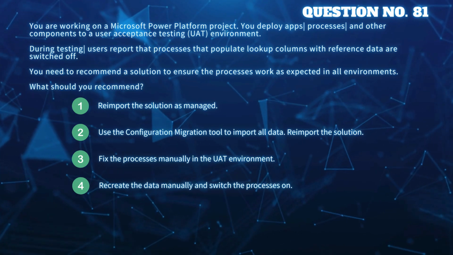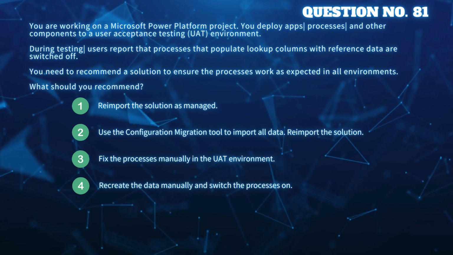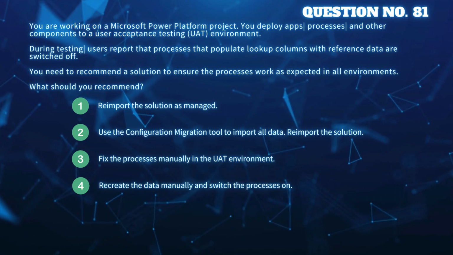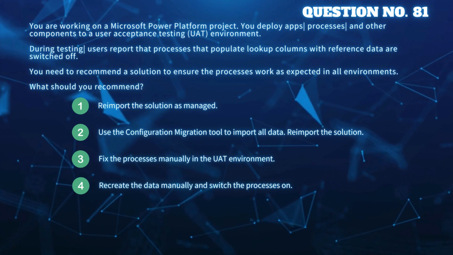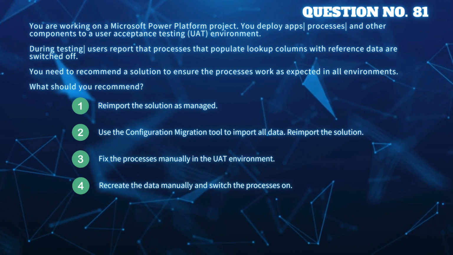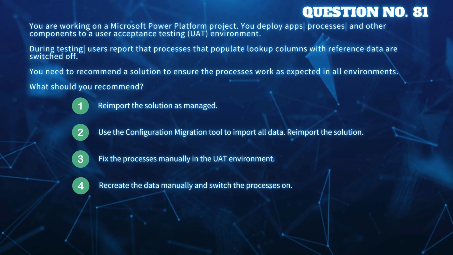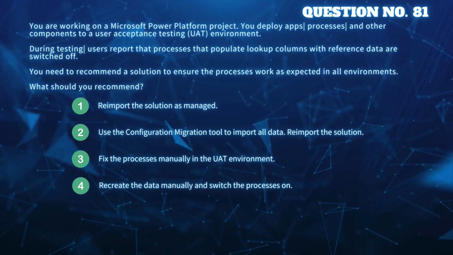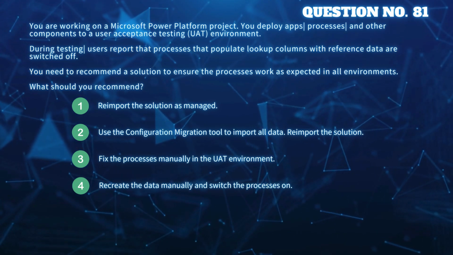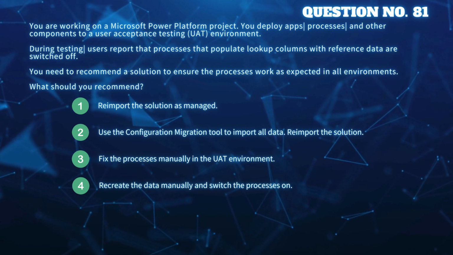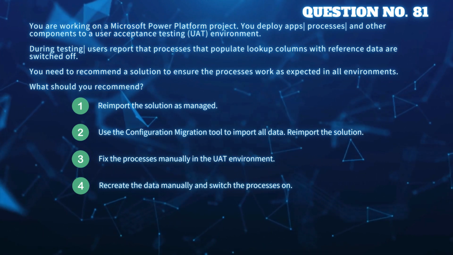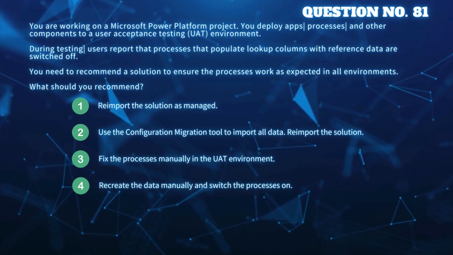You are working on a Microsoft Power Platform project. You deploy apps, processes, and other components to a user acceptance testing (UAT) environment. During testing, users report that processes that populate lookup columns with reference data are switched off. You need to recommend a solution to ensure the processes work as expected in all environments.